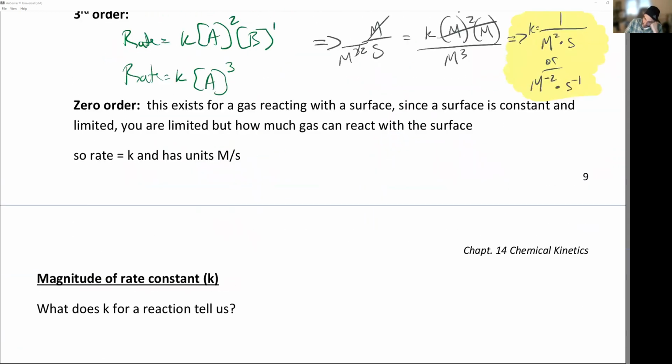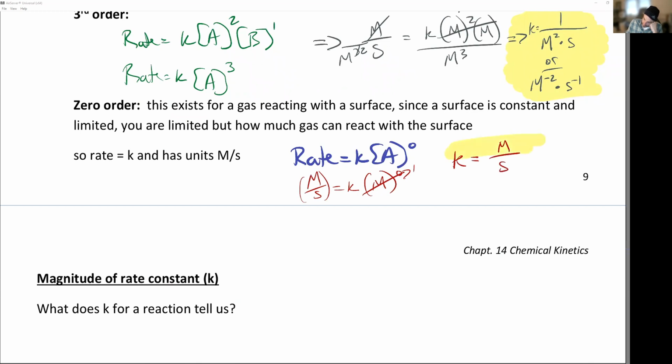Interesting one, in fact, I already told you, but what happens if it's zero order? So again, special case: rate is equal to k times the concentration of A raised to the 0. Again, molarity per second is equal to k times molarity raised to the 0. This just simply goes to 1. So k is equal to molarity per second. It doesn't make much sense in terms of k because it's strange that it can keep changing, but that's in fact what it does. Good. All right.